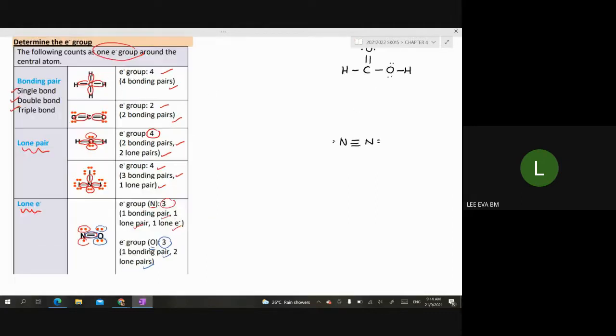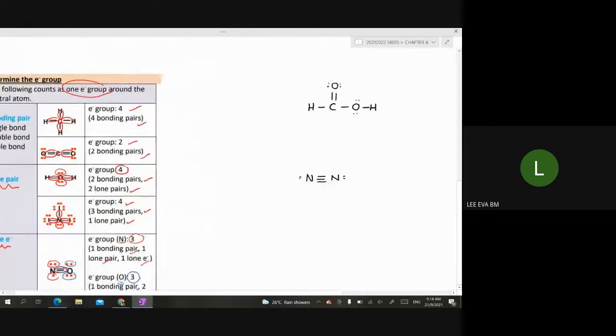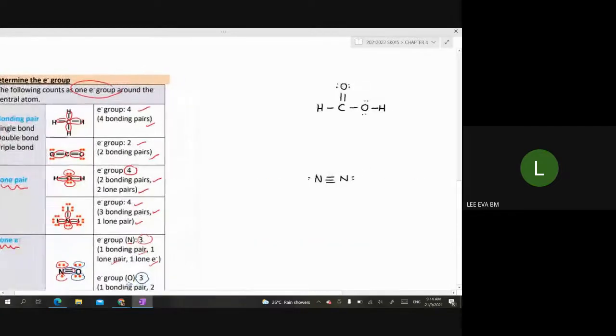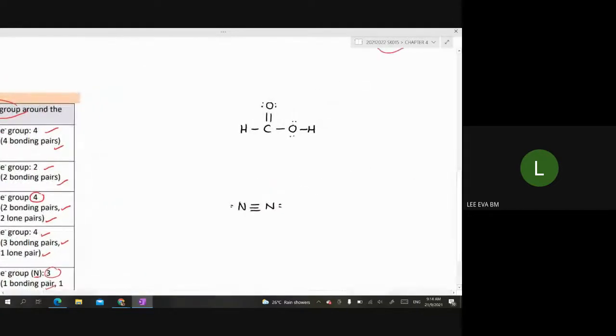Okay, so now madam want to try, if you know already how to calculate the electron group. So let's see the first structure over here. Can you tell me how many groups does the hydrogens have? The first hydrogen: 1 electron group. Okay, how about the second hydrogen? Also 1. Okay, second hydrogen also 1 group. How about the first oxygen?